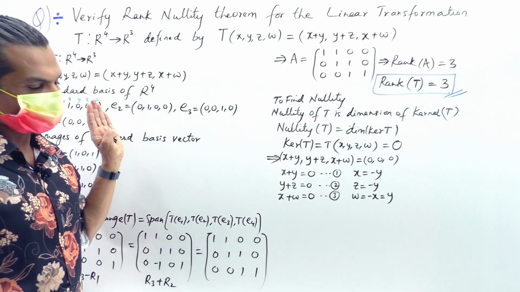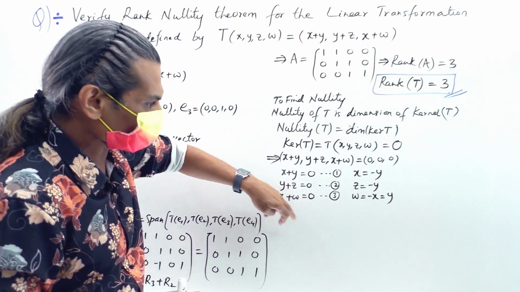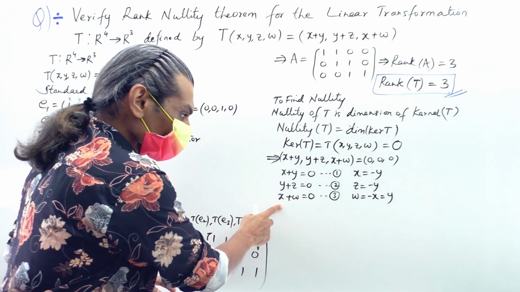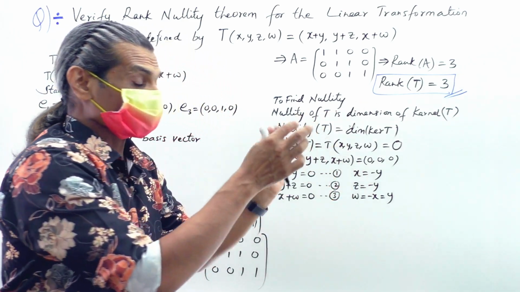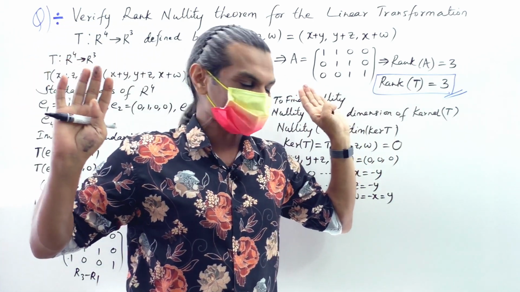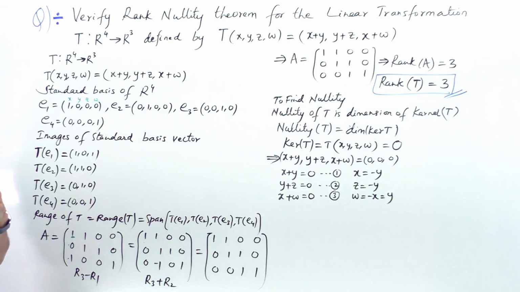Hope it's clear now? So x is equal to minus y, z is equal to minus y, and w is equal to minus x. What is x? Minus y. So minus of minus y is plus y. Simple. I hope up till here it is clear for you. Fine?